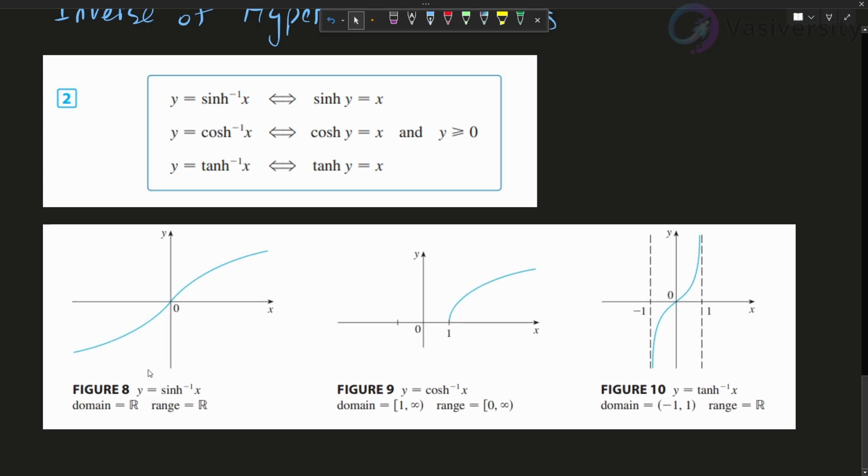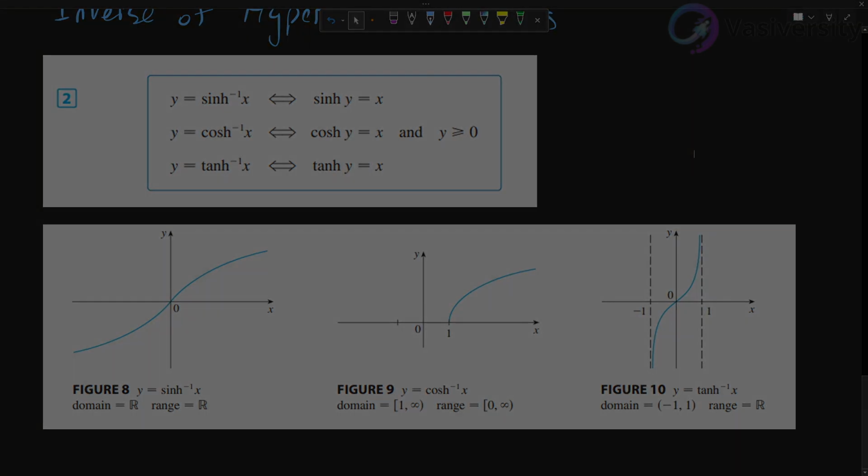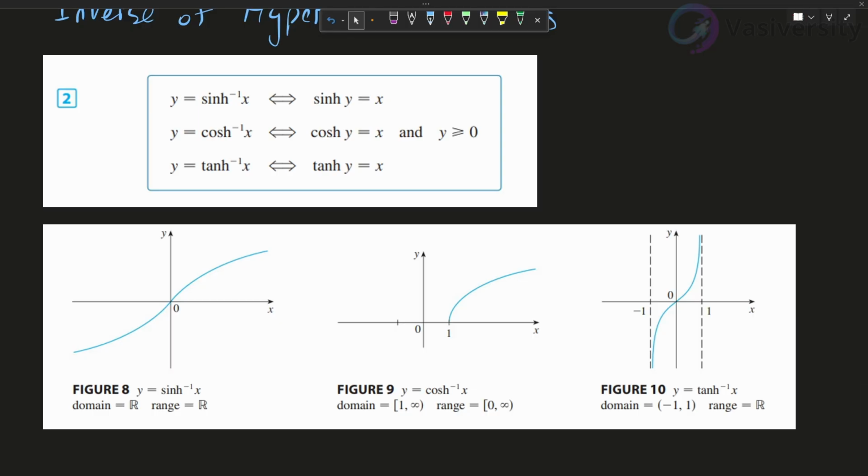Here is an example of the graphs: the inverse hyperbolic sine, the inverse hyperbolic cosine, which does not exist on the negative side because it is related to logarithms, and then the inverse hyperbolic tangent. But the actual functions are as follows. We're going to prove one of them, and the rest are going to be an exercise for you to try.